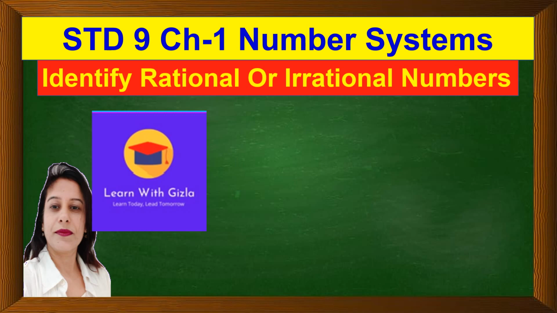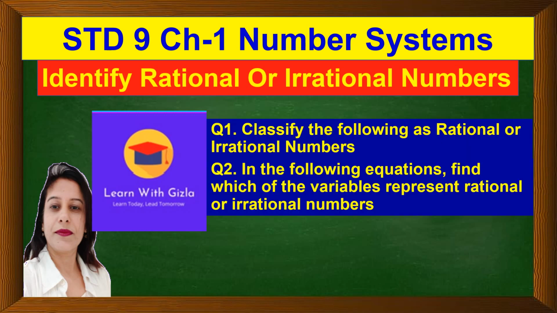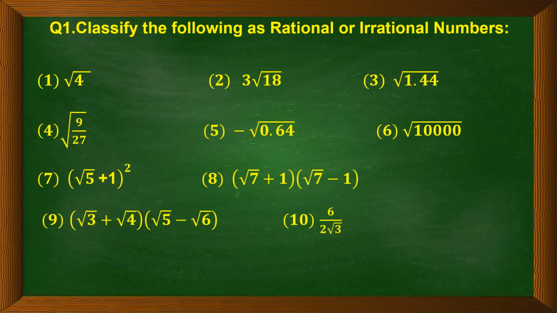In this video of number systems, we are going to take up two questions in which we have to classify the following real numbers as rational or irrational numbers. So let's start with the first question. The first question is classify the following as rational or irrational numbers. Now these are the 10 questions which we are going to solve in this video.